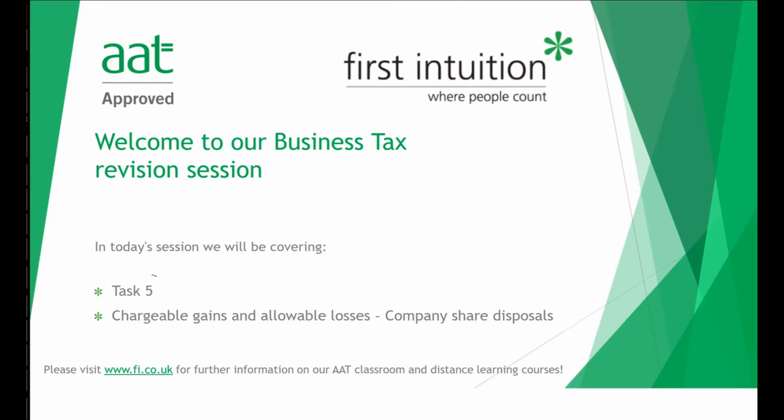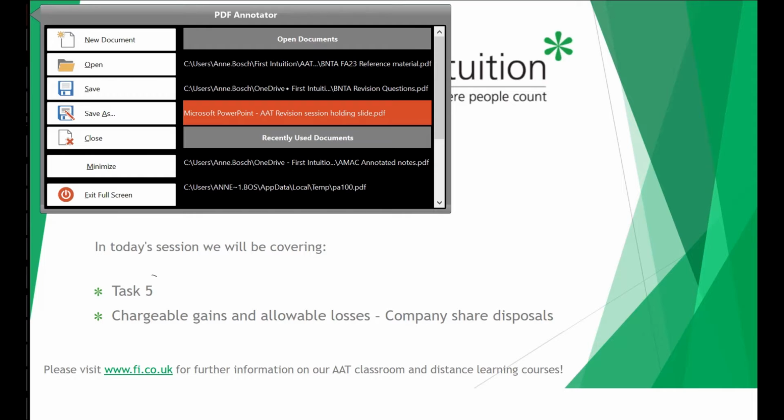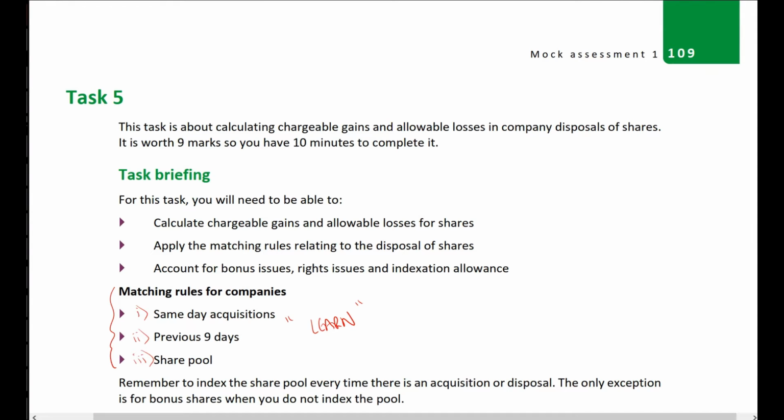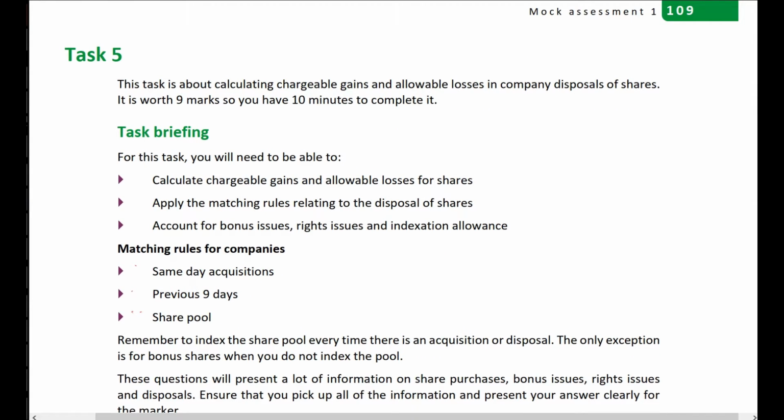Without further ado, we'll make our way into the actual revision question. You will see here within the first instruction materials that we start each task with a little explanation of what the task is about. So in this case, gains and losses for companies disposing of shares. How long do we get to do it? 10 minutes, because it's worth 9 marks.